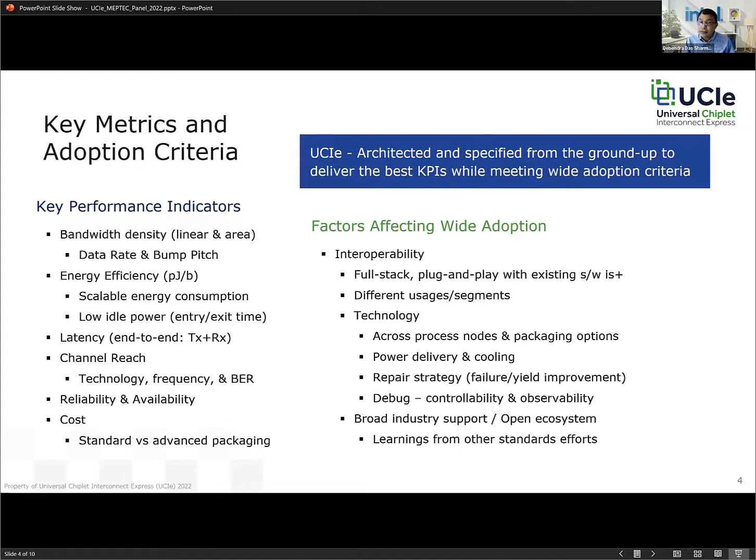What's the latency, right? Accordingly, you're going to decide what functionality to partition and what not to partition. And of course, things like channel reach, reliability, and availability are extremely important. And of course, cost, right? And we offer both standard and advanced packaging. The other angle of that is around interoperability, right?